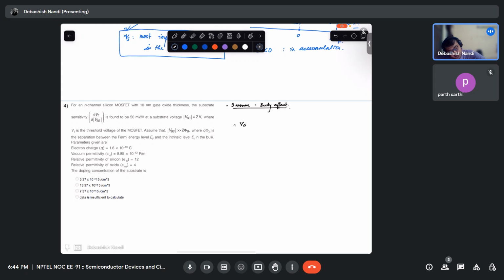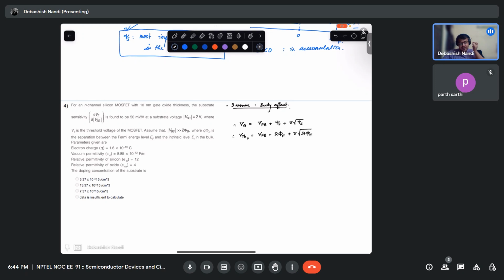So your VGB or VG is nothing but your VFB plus psi s plus gamma root over psi s. Okay, so your VTH is what? VFB plus 2 phi f plus gamma root over 2 phi f. Let's call this VTH 0.